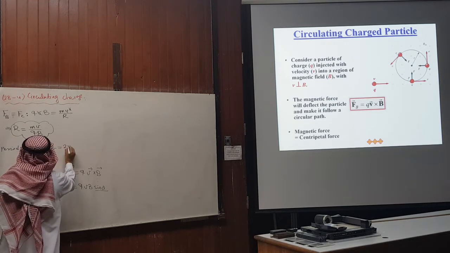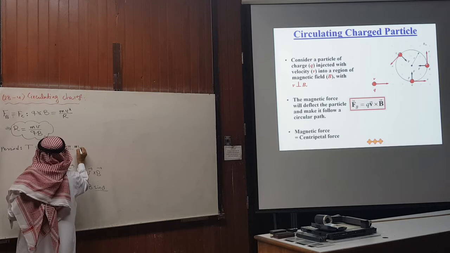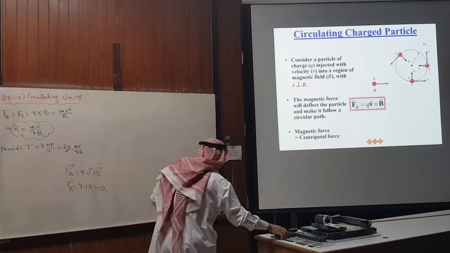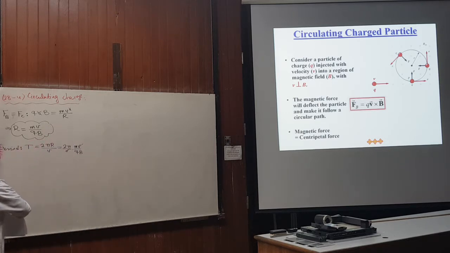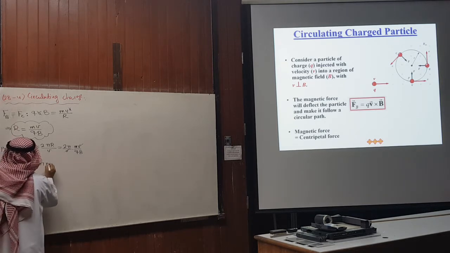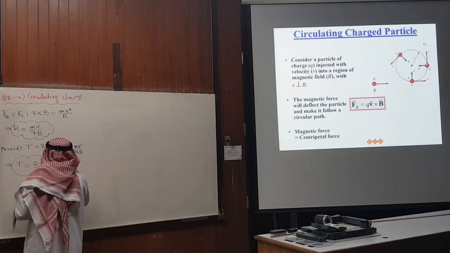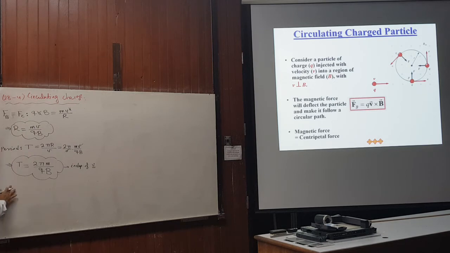So this is equal to 2 pi over v multiplied by r, which is mv over qB. So cancelling the v, you can see that the period of motion of the charged particle is T equals 2 pi m divided by qB. This is the period of the motion, and you can see that it is independent of the speed of the particle. With the period, we can now calculate the frequency, how many cycles are made by the particle per second.